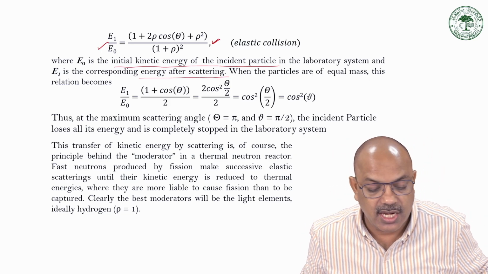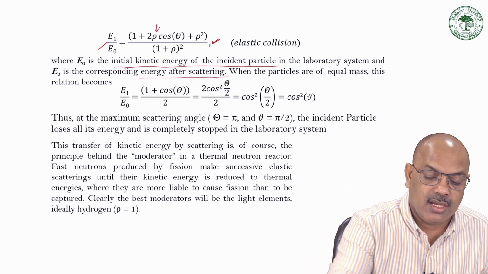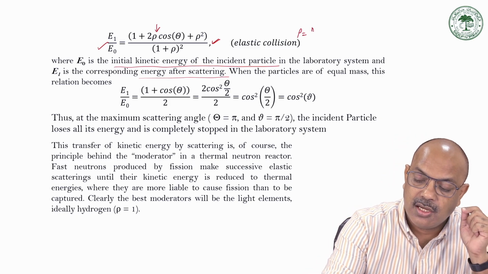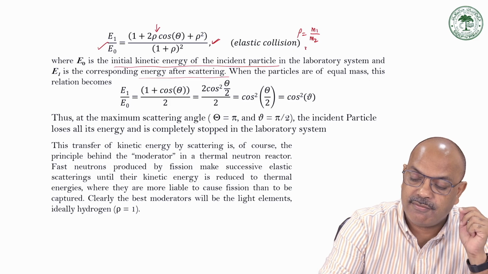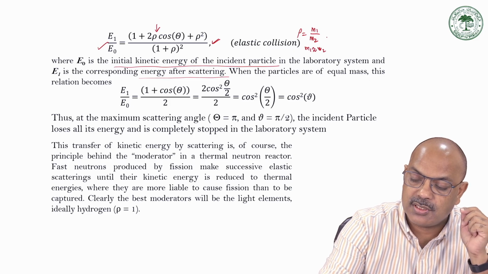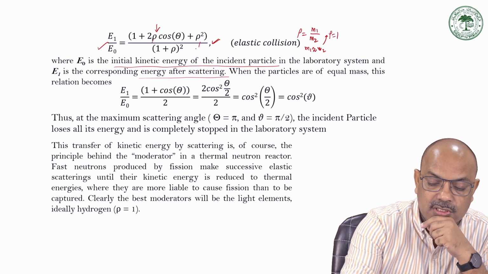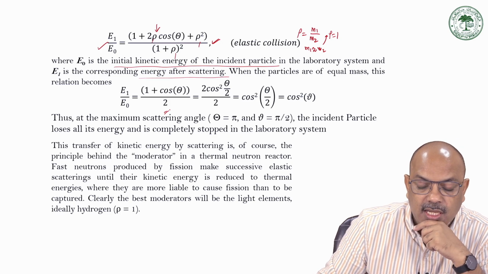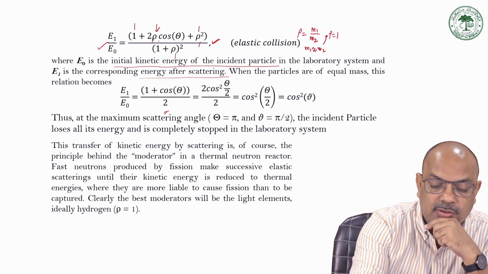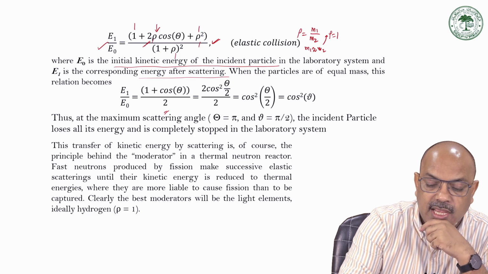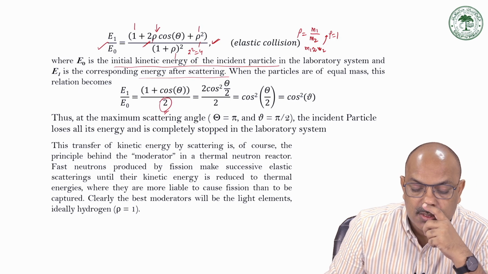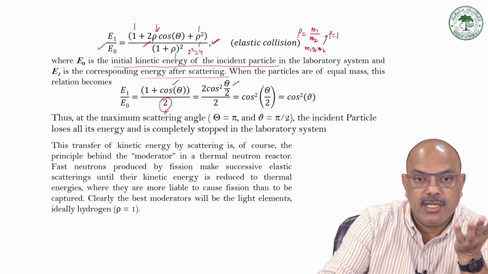In elastic scattering, rho is m1 by m2, and for equal mass particles, m1 is approximately equal to m2, so rho is going to be 1. If you put rho as 1 here, 1 plus 1 is 2, so this is going to be 2 square. From here, 1 plus 1 goes to 2, you take 2 common, and that cancels against the 2 square. So you get 2 here, and 1 plus cos theta is cos square theta by 2, divided by 2.